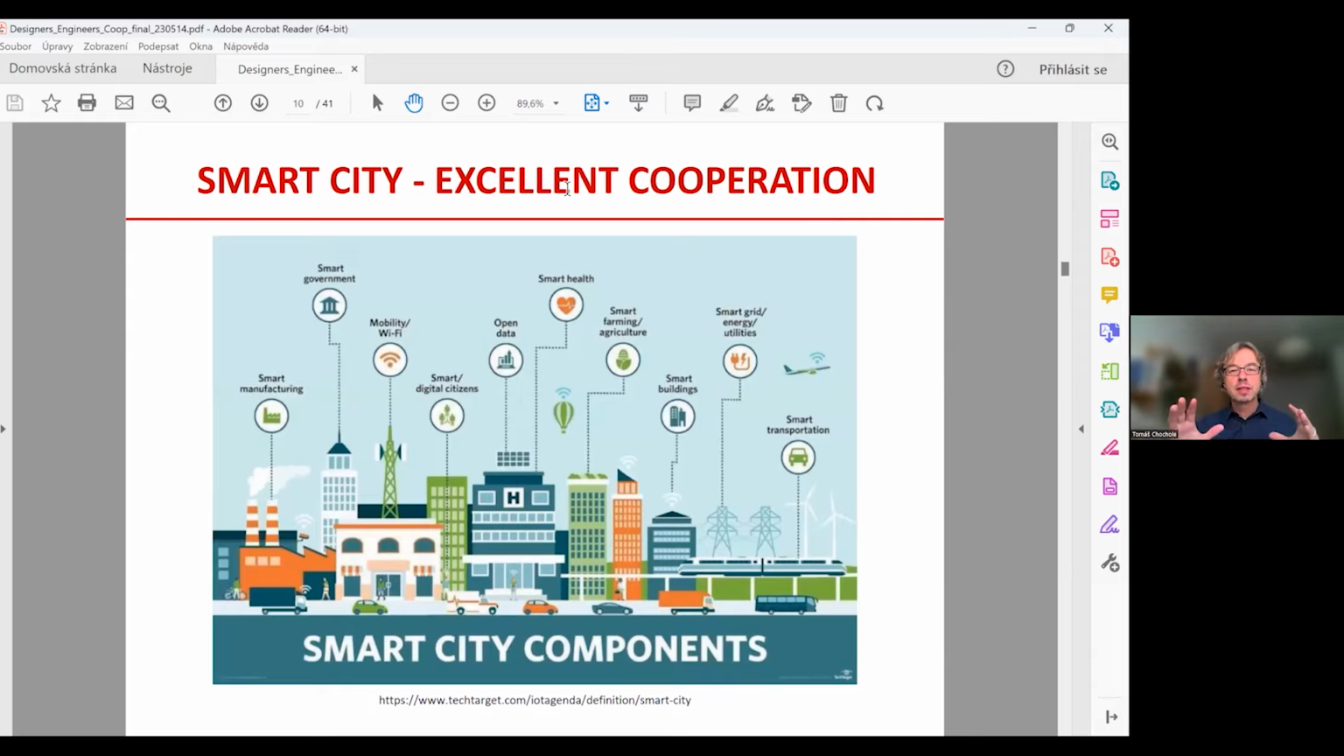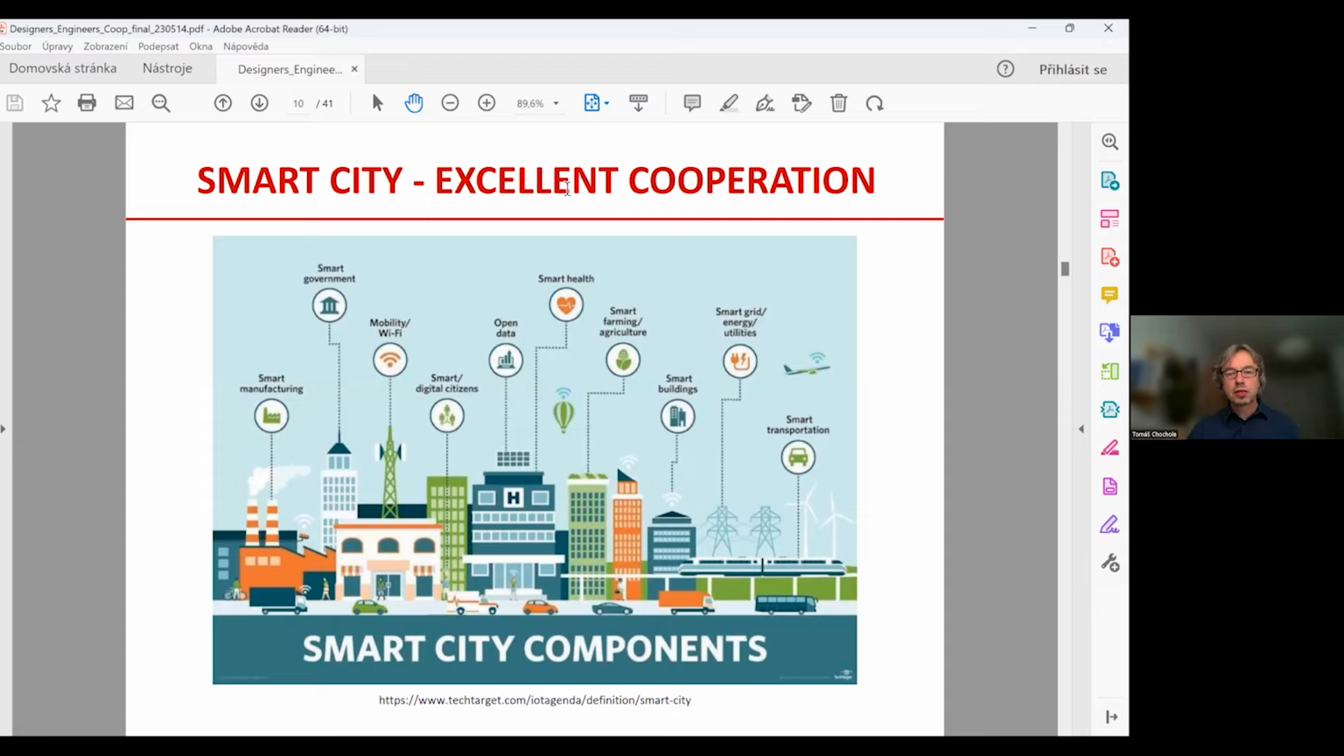And I chose the smart city as an excellent type of cooperation because we can collect a lot of cooperation from different fields of engineering and also from different fields of designers. So just try to imagine smart manufacturing, smart farming, agriculture, or smart health equipment. That's interesting. What about new transport ideas and inventions? So smart transporting with electricity, with other important things that we need to have in our future cities.